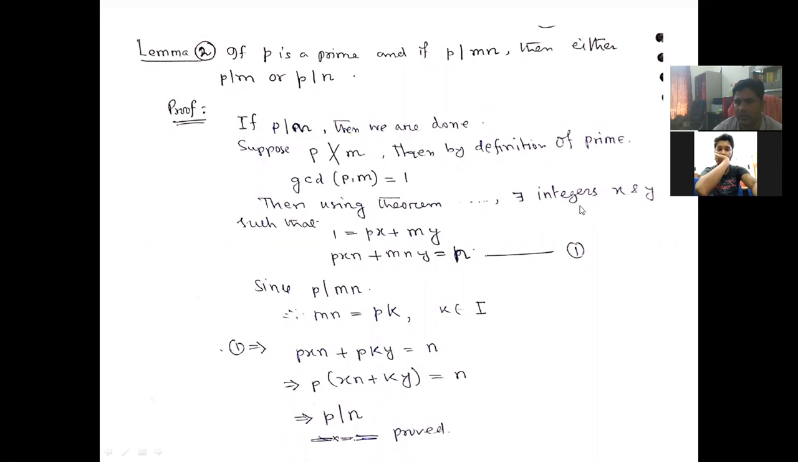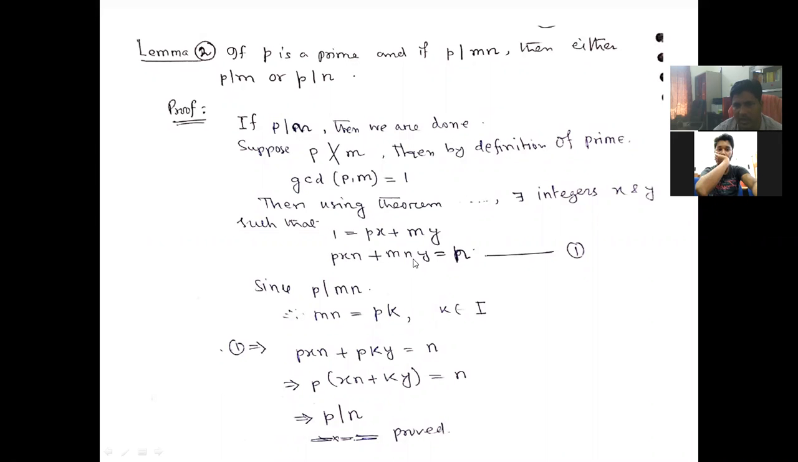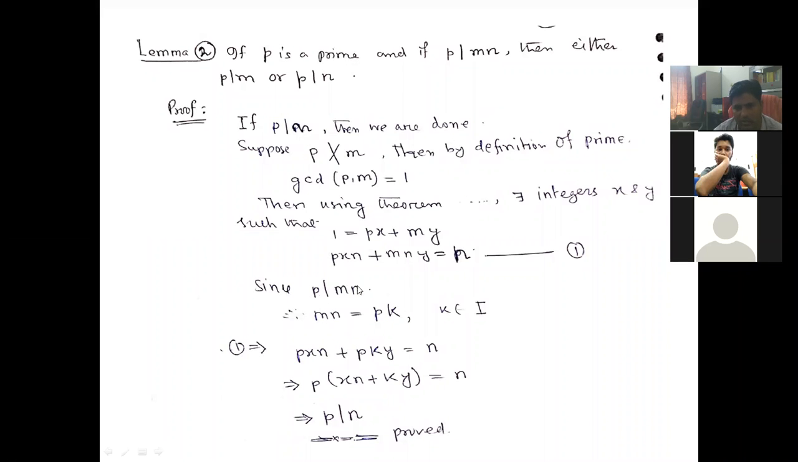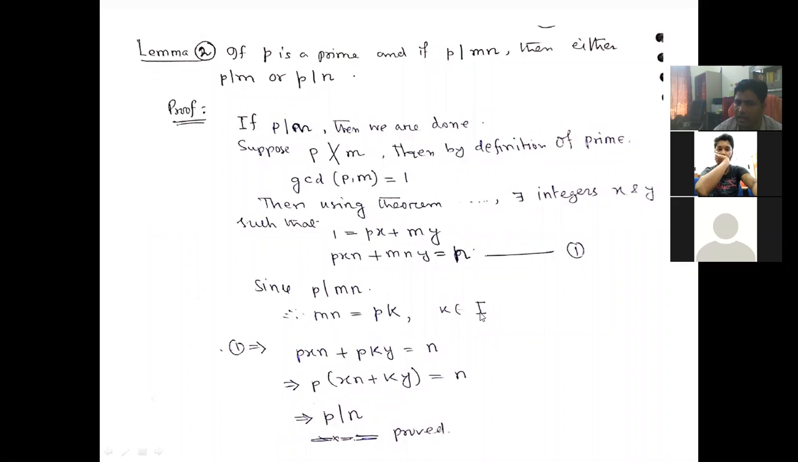Then by using the theorem, there exist integers x and y such that 1 can be written as px plus my, because GCD is 1 and GCD can always be written as a combination of these two numbers, for some x and y in Z. Now multiply by n: pxn plus myn equal to n. Since p divides mn, therefore mn equal to p into some k, for some k in Z.